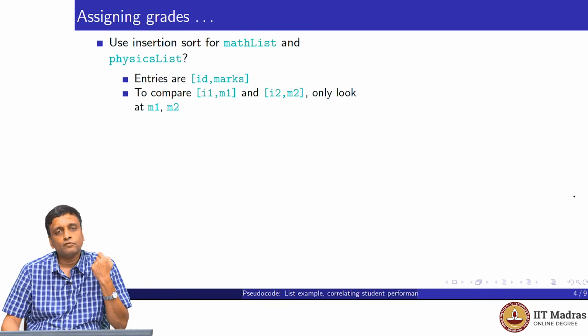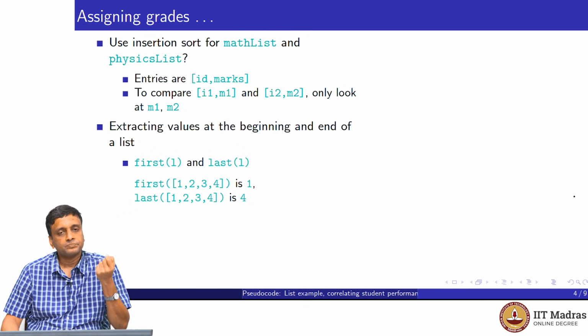For this, it's useful to add a new function or an operation which allows us to do this. In general, we might want to extract things at various parts of the list, but I think it is reasonable to assume that we can look at the first element and the last element of the list quite easily.